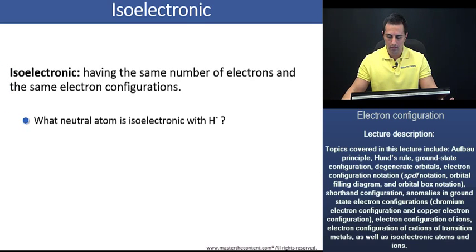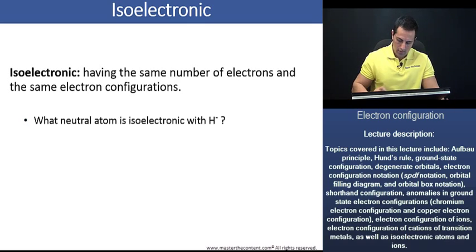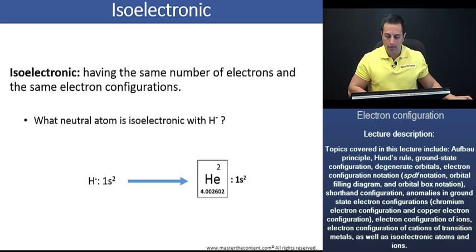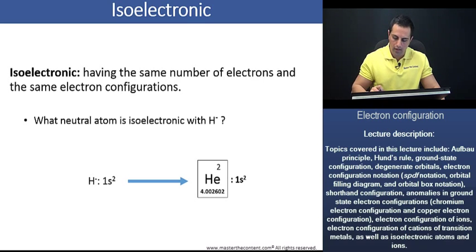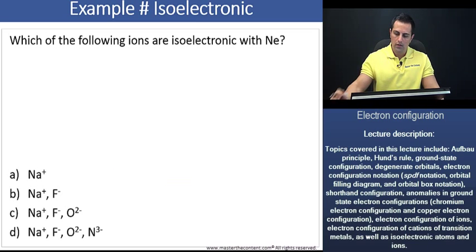What neutral atom is isoelectronic with a hydride ion? Now, if we take a look here, we see that the hydride ion has 2 electrons, so does the neutral helium atom. Thus, we can then say that the hydride ion is isoelectronic with helium. Okay, great. Let's proceed to our next slide. Now we'll do a quick example here on isoelectronic. Which of the following ions are isoelectronic with neon?